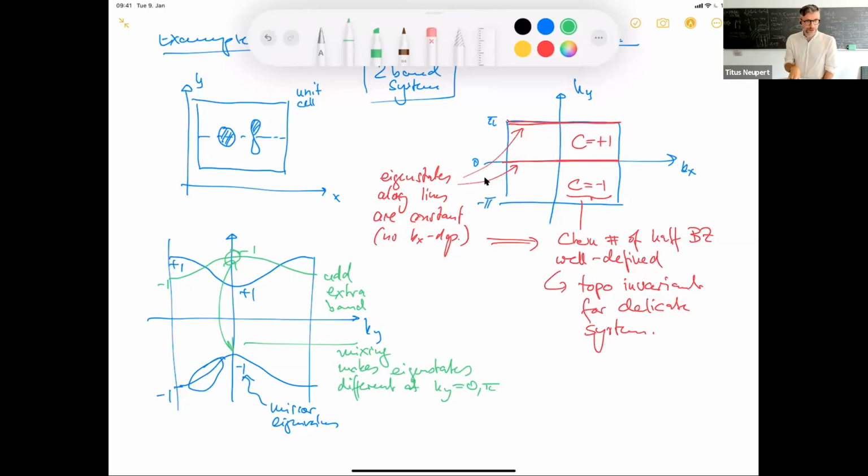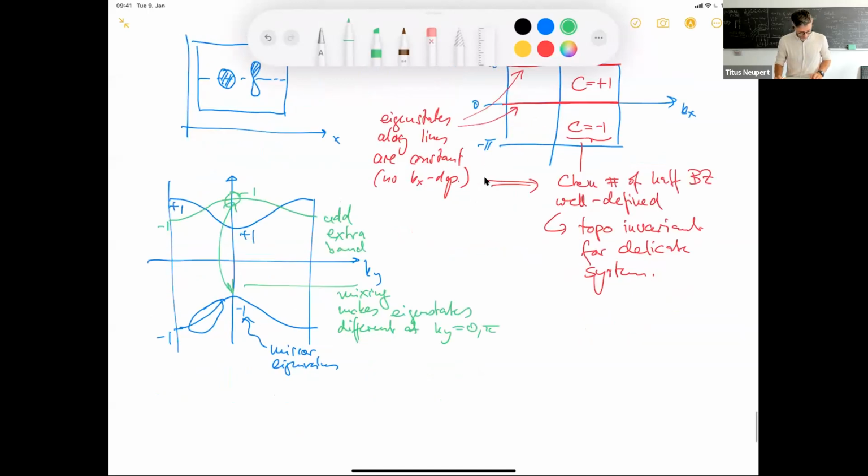This is just one example of such a delicate topological system. In this reference that I gave, we actually looked at a 3-dimensional system, the Hopf insulator. You can also look at 1-dimensional systems. The principle is always the same, or not always, but oftentimes the same, that there are some symmetry constraints which make the eigenstates of the occupied bands constant in a subset of the Brillouin zone. And you can use that to define topological invariants that are otherwise not defined.